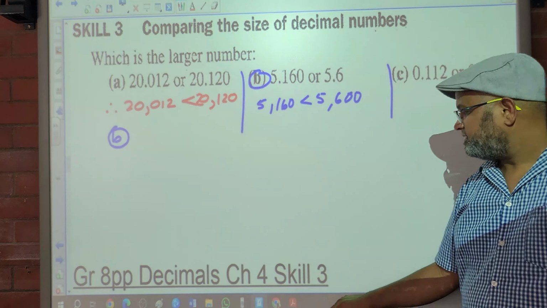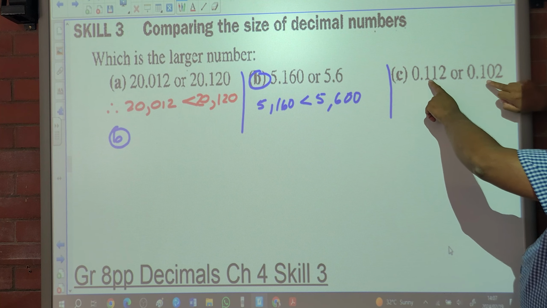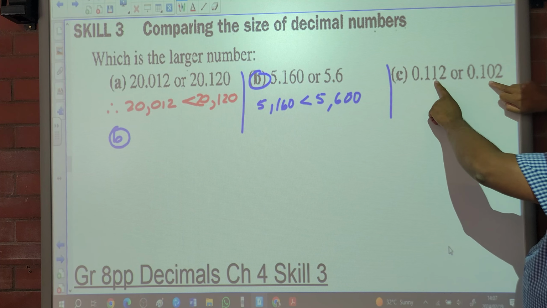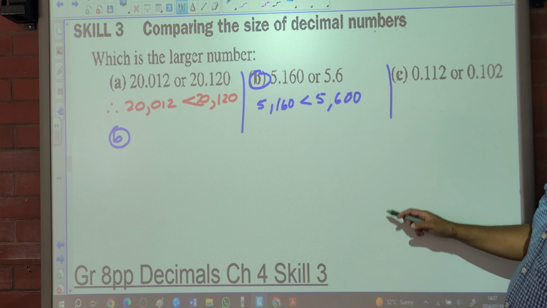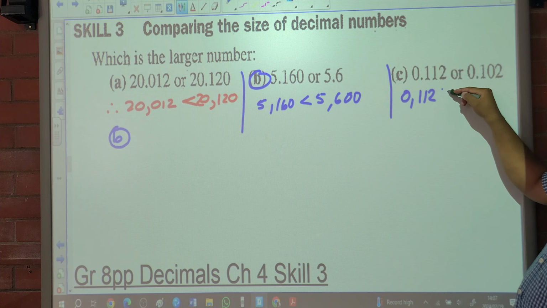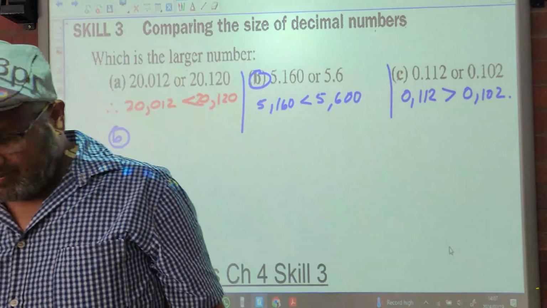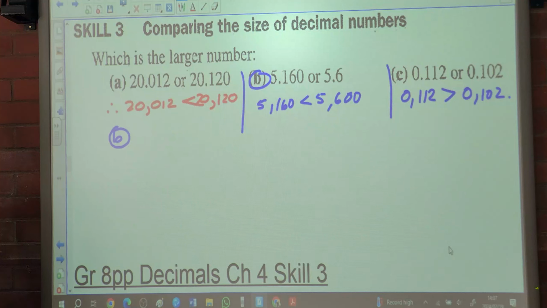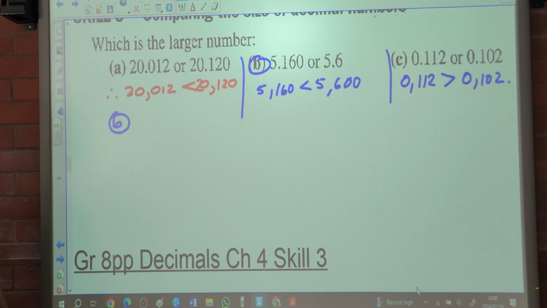Here we have 0 in the units place, not so? Comma, 1 and 1 is the same. But then I have a 1 and a 0. So between the two, which one is bigger? The 1 has to be bigger than 0, not so? So it's going to be 0,112 is larger than 0,102. Any confusion there? And that basically brings us to the end of skill 3. Okay, 12 more. I'll give you homework now.